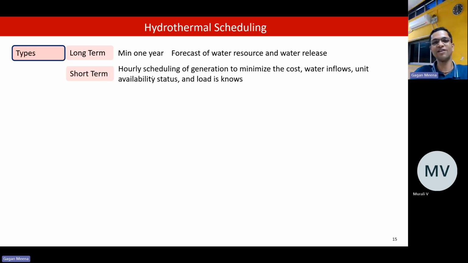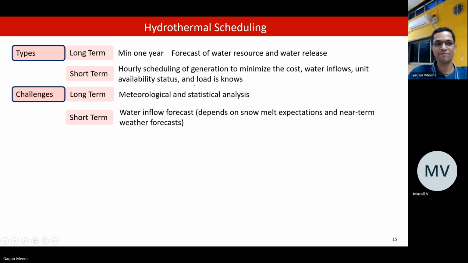We know the unit availability status, then we also know the load. All these things are known, and we want to find out what should be the release, how much water should be released from the hydro plant. I told you that in the long term these are the challenges. In the short term, there is the water inflow forecast. In summer, if we have dams in the Himalayas, then how much snow is going to melt needs to be predicted, and inflow will depend upon that.